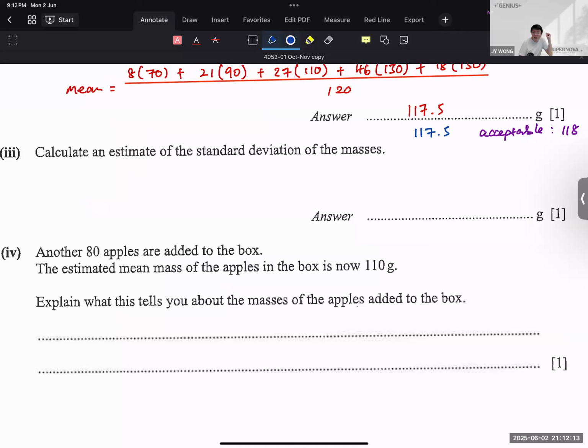Okay, what's the SD? You would have calculated the SD together with the mean, right? If you press calculator, you just write down both values at the same time. You don't go and press reset. What's your SD? 22.666. So you round it to 3SF, which is 22.7.